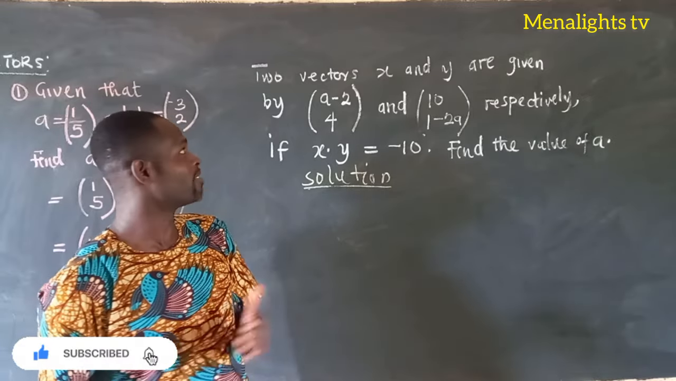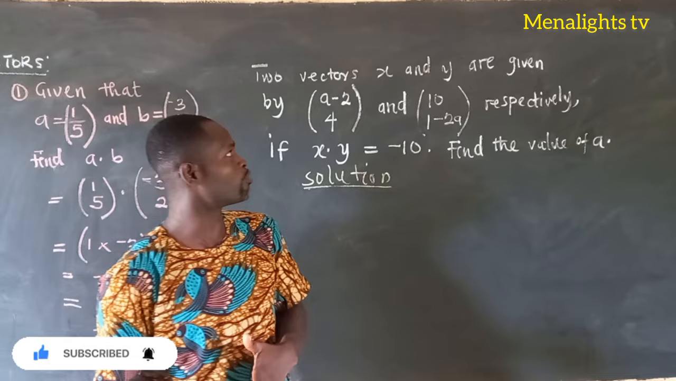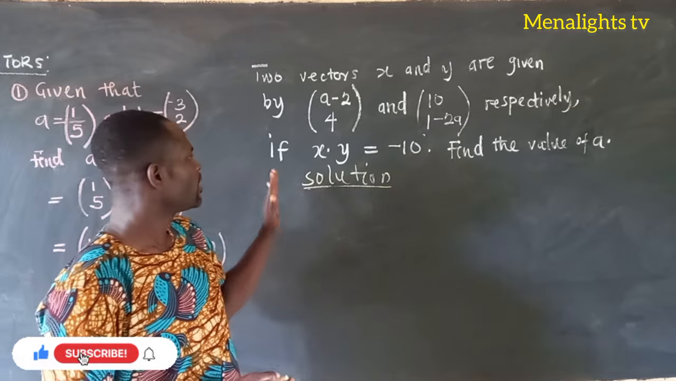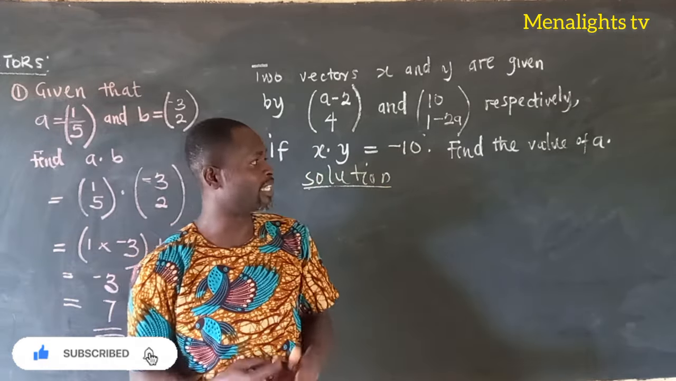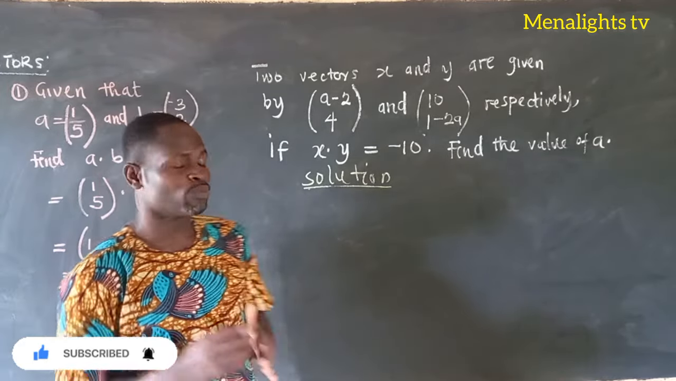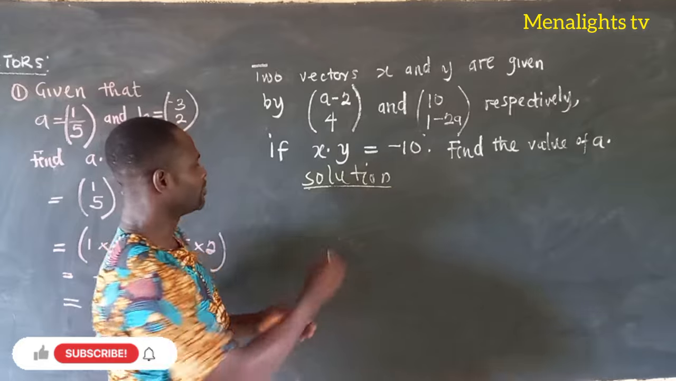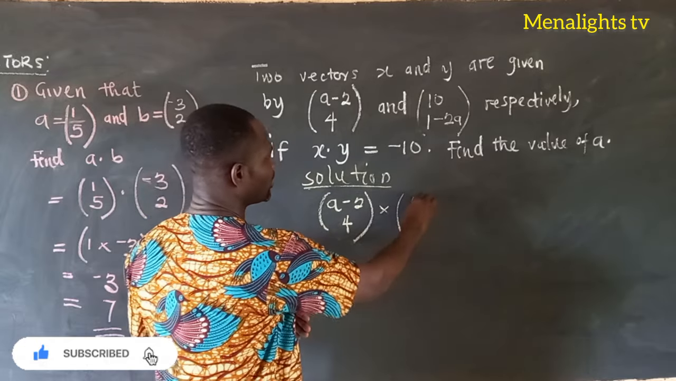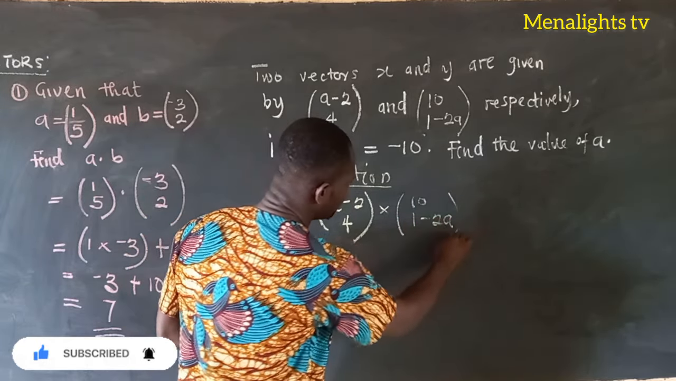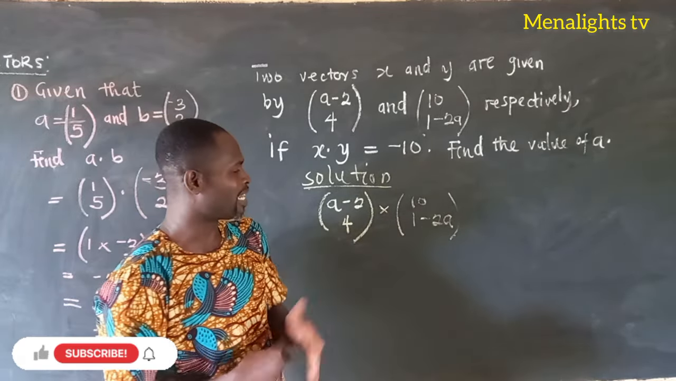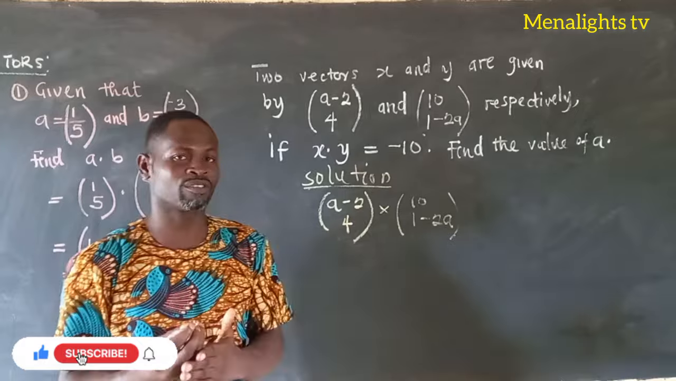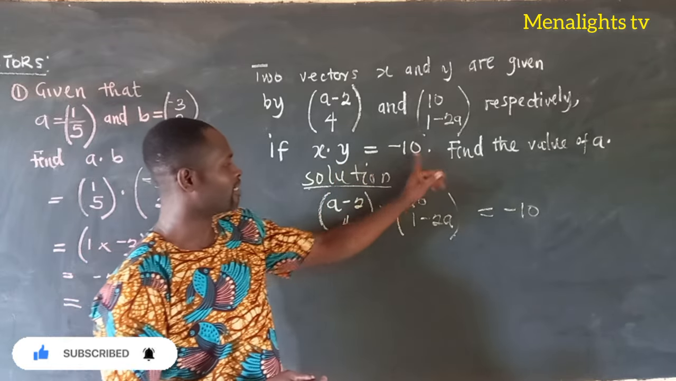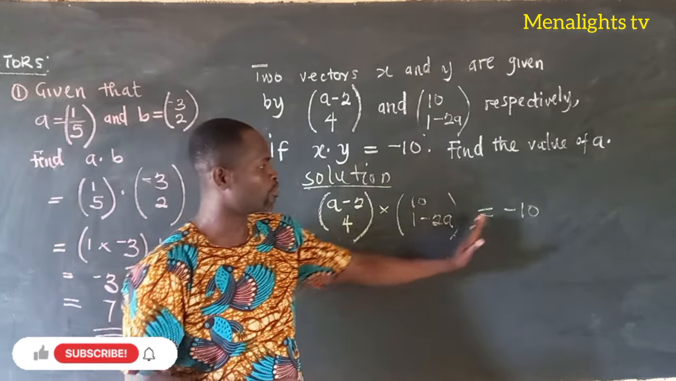Two vectors X and Y are given by, so we have the first one, (a - 2, 4), and then (10, 1 - 2a), respectively. If X times Y is equal to negative 10, then find the value of a. We know that when we want to multiply the vectors, we use the formula: (a - 2, 4) times (10, 1 - 2a). So this is how we go about it. And now they are telling us that when you multiply this, the result that you get is negative 10. So X times Y is equal to negative 10, and this is X and this is Y.